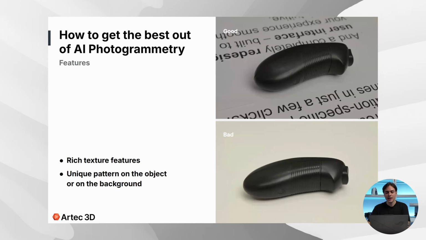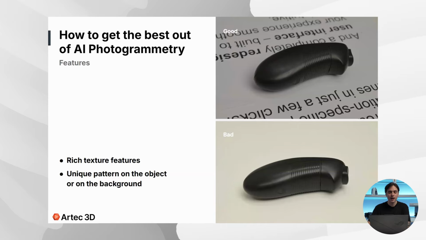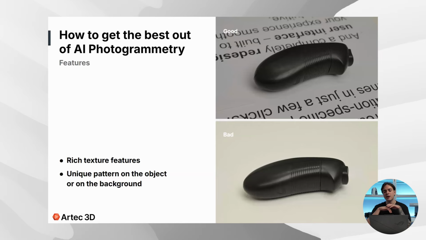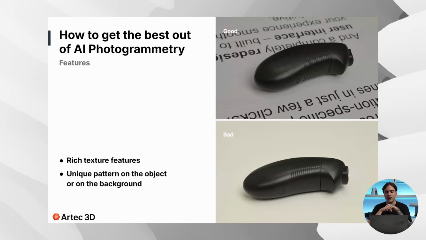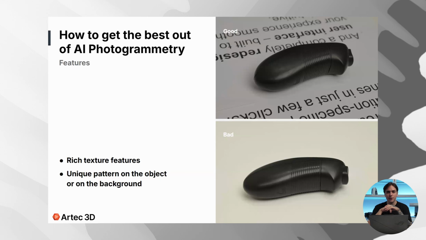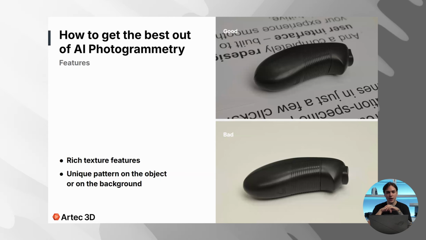Then you could add in more texture features by yourself, either to the background or to your object itself. So yeah, you could add some targets to your object. For example, you could add additional textures to the background as well, as you could see on this example. I have printed out a few sheets with some unique text on them, and I have placed them underneath our object on the background.